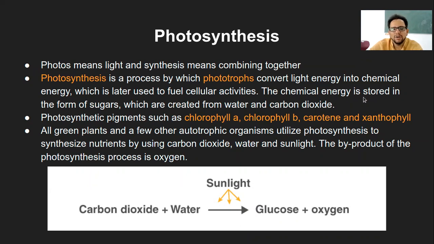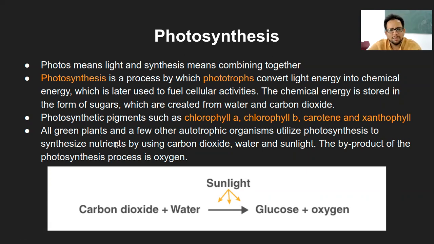Now the chemical energy is stored in the form of sugars, which is created from water and carbon dioxide. That means in this reaction, if you look at the bottom, carbon dioxide, CO2, plus H2O, that is water, in presence of sunlight will produce glucose, and it will produce oxygen as a byproduct. Now, this trapping of sunlight does not directly occur on the molecules. It happens through different pigments called photosynthetic pigments. There are 4 different photosynthetic pigments: chlorophyll A, chlorophyll B, carotene, and xanthophyll. We will look into the details of these pigments later.